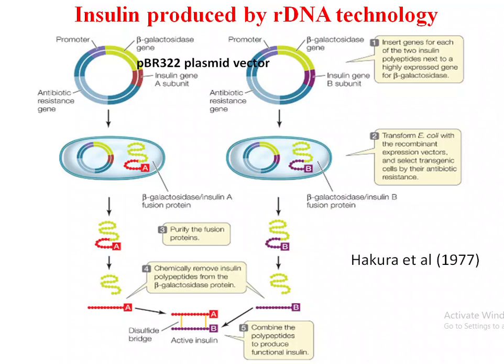These two recombinant plasmids are then separately transformed into the E. coli host. Tetracycline is added to kill off any untransformed bacteria. The recombinant host produced insulin, which is fused with beta-galactosidase. So it has produced beta-galactosidase fused with the insulin A chain as well as with the insulin B chain.